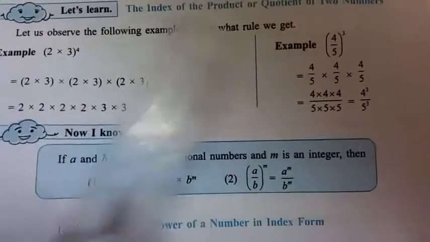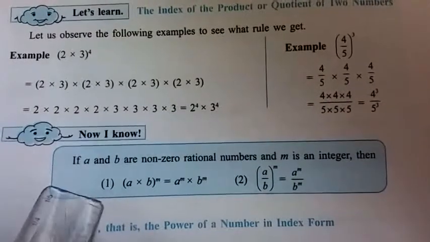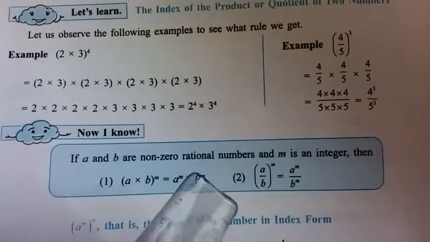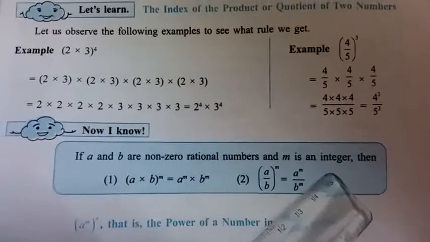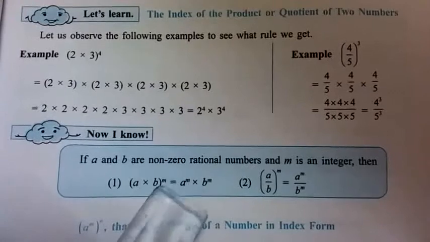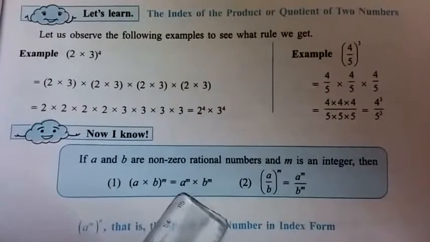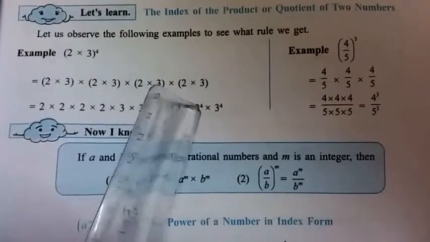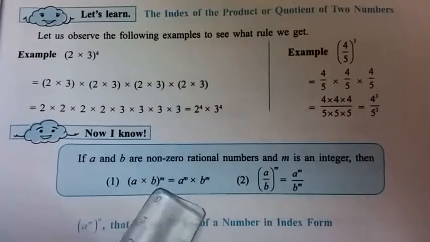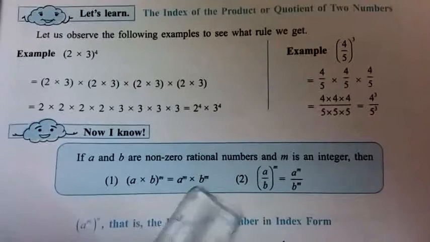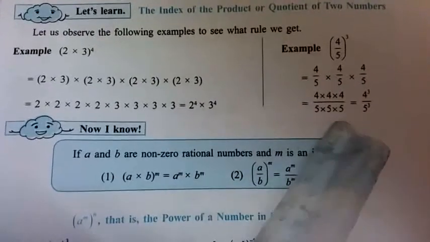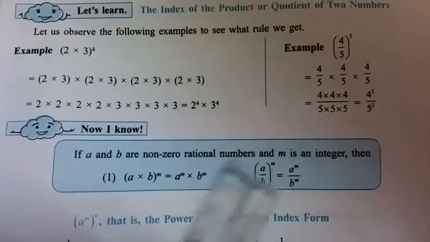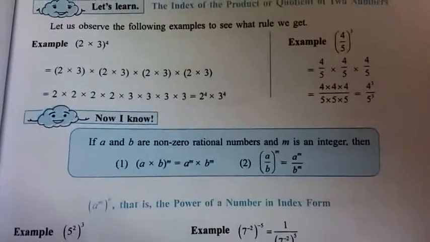From these two examples, what we have learned: if a and b are non-zero rational numbers and m is an integer, then (a multiplied by b) raised to m is equal to a raised to m multiplied by b raised to m. See here, 2 raised to 4 multiplied by 3 raised to 4. Similarly, from the second example, (a upon b) raised to m is equal to a raised to m divided by b raised to m.